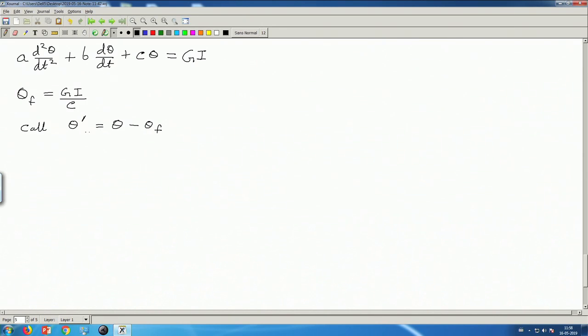Okay. So, then let us take a derivative. We can write d theta prime by dt, this will be equal to d theta by dt. So, we are redefining a new variable, and then the double derivative of it will be same as this. And therefore, now let us put these values in this equation.